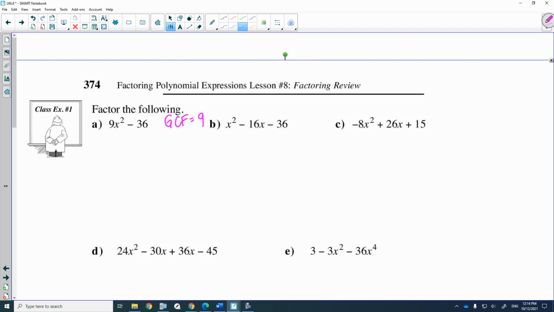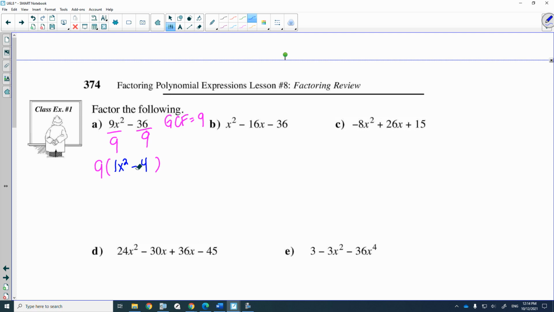Let's see what happens if we take a GCF of 9 out. So create your 2 division bars. If we factor out a 9, put the 9 in front of the bracket. 9 divided by 9 is 1x squared. What is 36 divided by 9? Then say, okay, am I done factoring or could I factor more? Difference of squares right here.